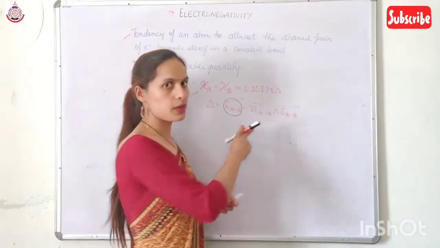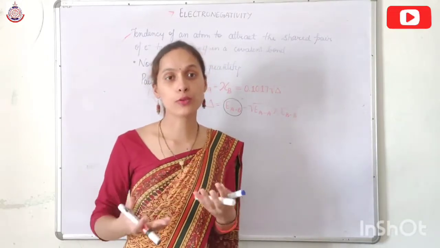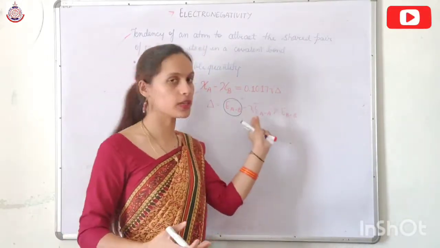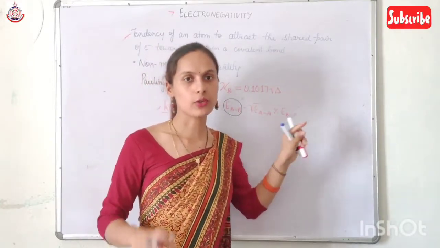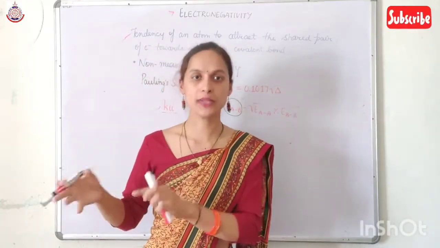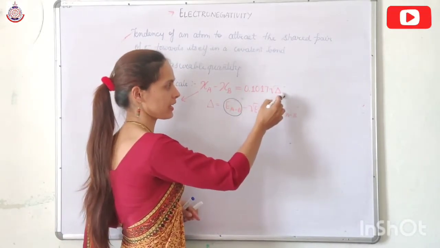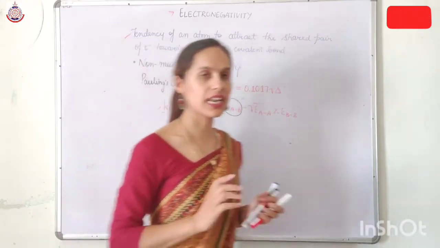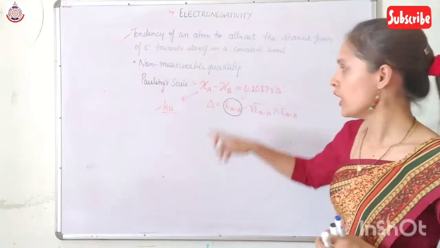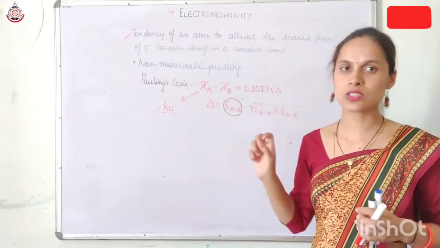Bond dissociation enthalpy is the amount of bond energy required to break the bond between two A atoms, and the amount of energy required to break the bond between two B atoms. Through this we can calculate delta, and by calculating delta and multiplying with this unit, we can calculate the electronegativity difference of two atoms.